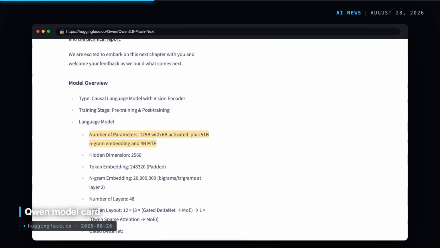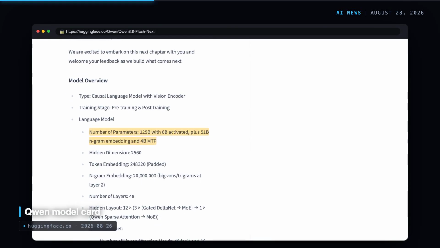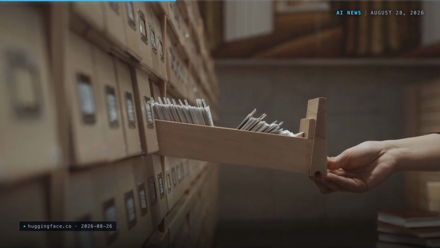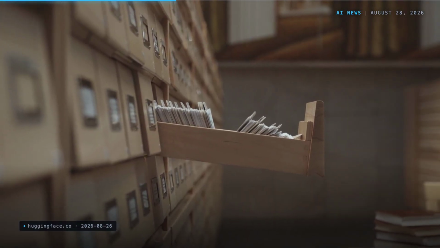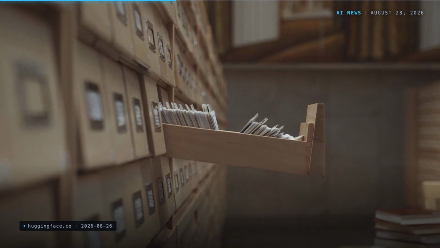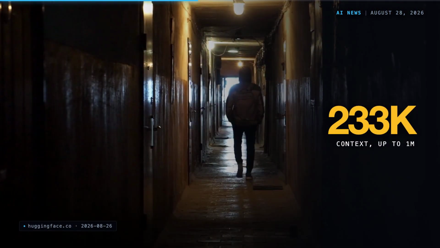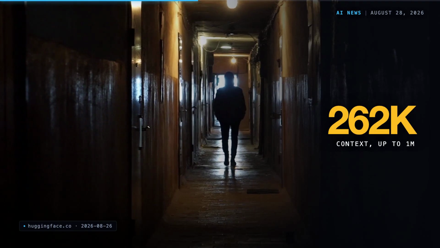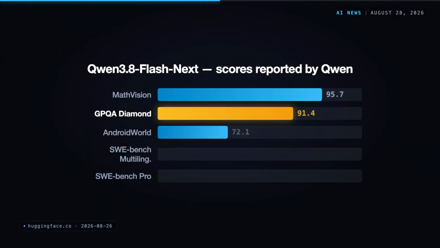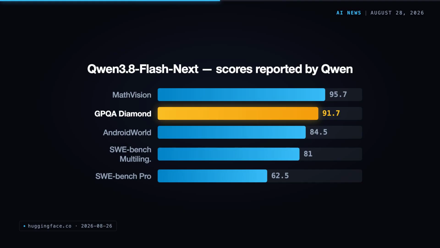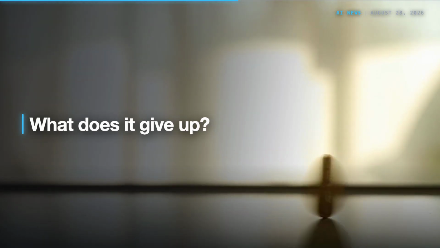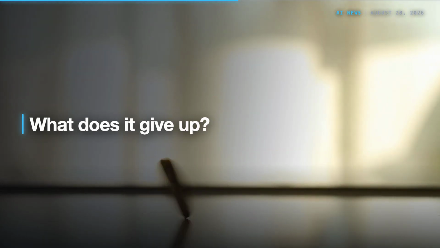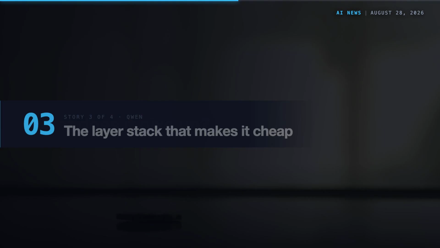Consider the parameter budget. The card lists 125 billion parameters, with 6 billion activated. There is also a large n-gram embedding table and a multi-token prediction head on top. Context runs to 262,000 tokens and stretches to 1 million. Qwen reports strong numbers across reasoning, coding, and phone control tasks. A budget that small makes the interesting question what it gives up rather than what it scores.